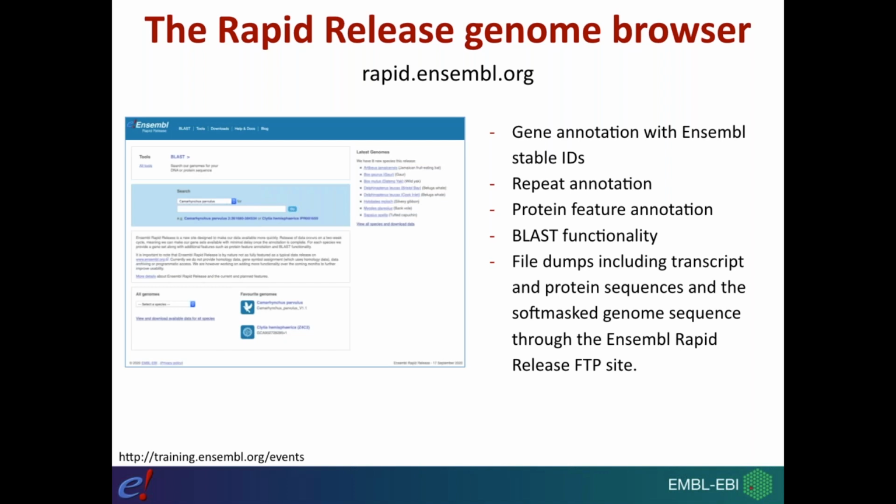We have BLAST functionality, so we have a BLAST tool available for you to perform some sequence-based searching. And finally, we also make file dumps available through our FTP site. So this includes transcripts and protein sequences in FASTA format, the soft-masked genome sequence, as well as other file types available through the Rapid Release FTP site, which we're also going to explore today.